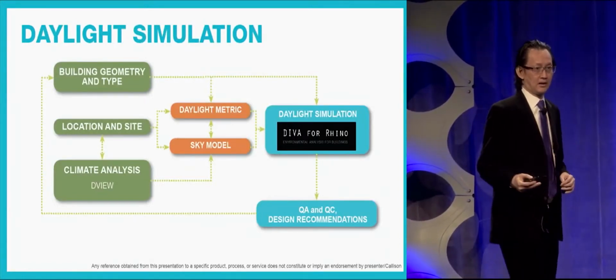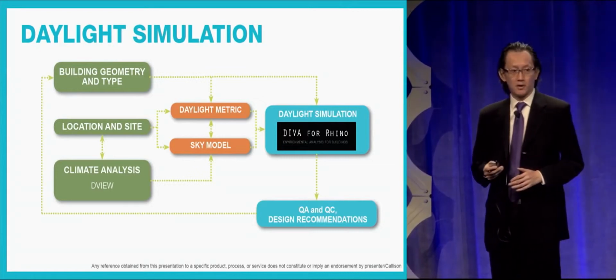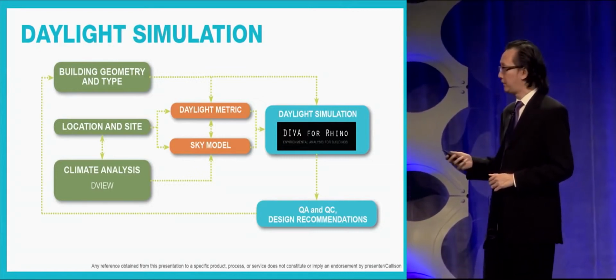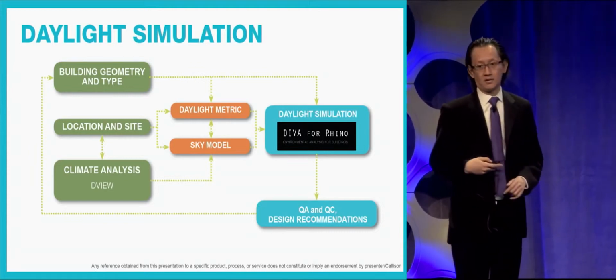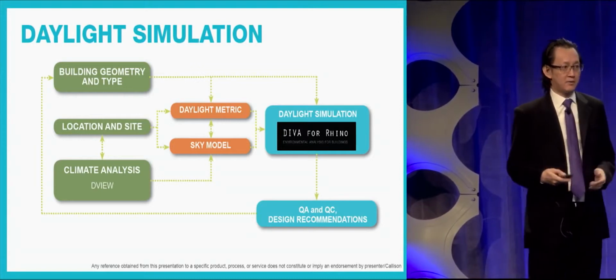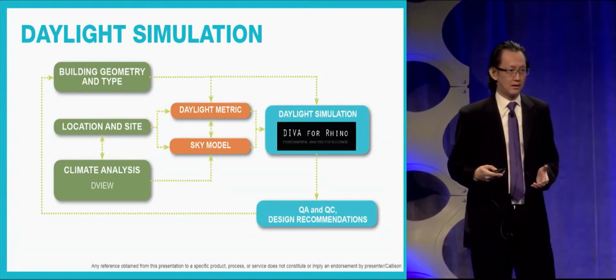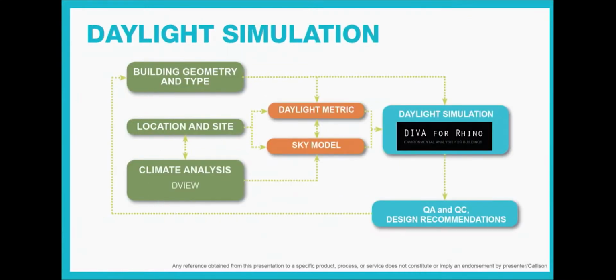In our daylight simulation, this is our typical process. There are two major software tools that we typically use: DView for our climate analysis, and DIVA for Rhino for our daylight analysis. For an architecture firm, I think for people to learn daylight simulation, the most important thing is understanding daylight metrics and the sky model. This is the key to doing a daylight simulation.